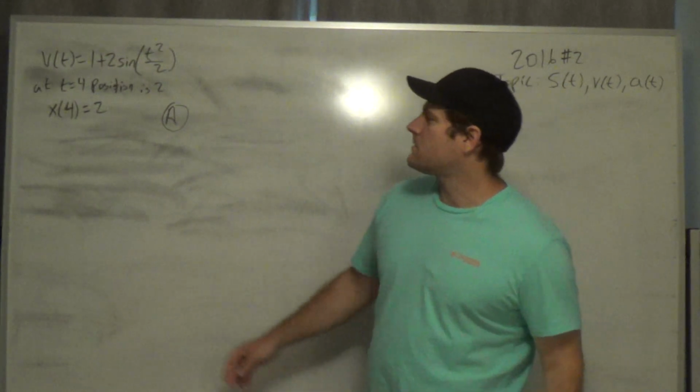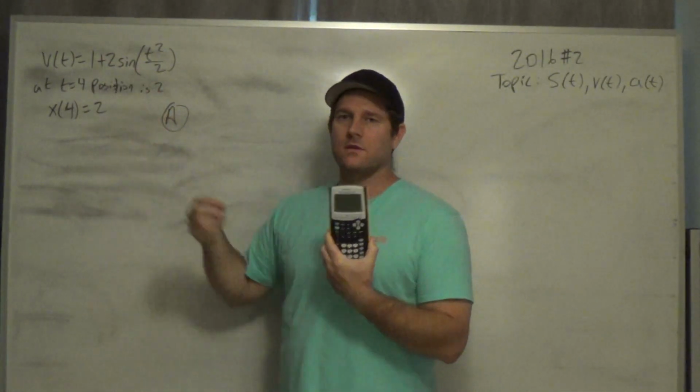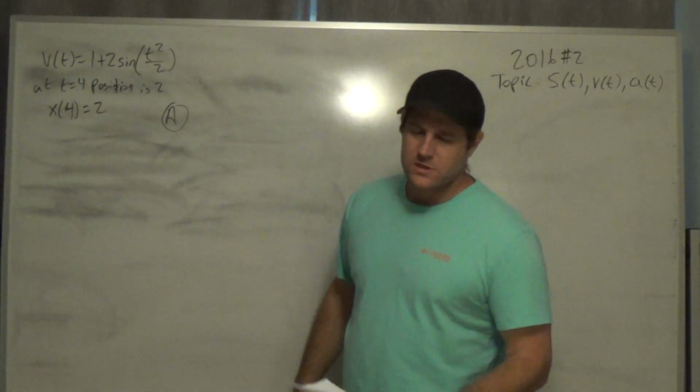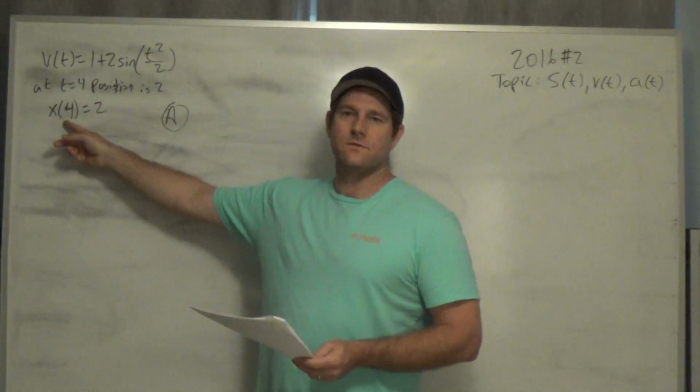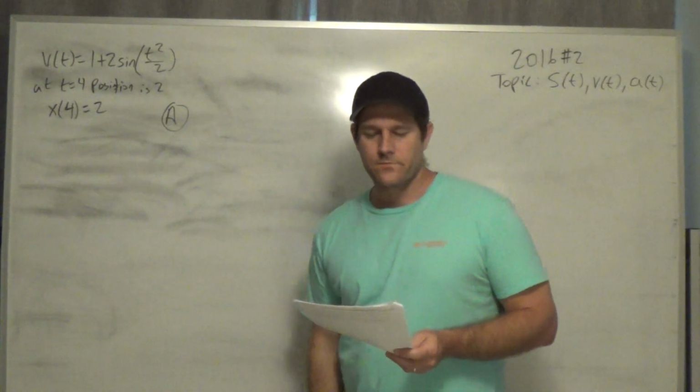The first thing I did was I took the velocity that they gave me and plugged it into my calculator in y1. I also noticed they told me the particle's position is x equals 2 at time equals 4. So I rewrote that as x of 4 equals 2. At time 4, the particle's position is 2.